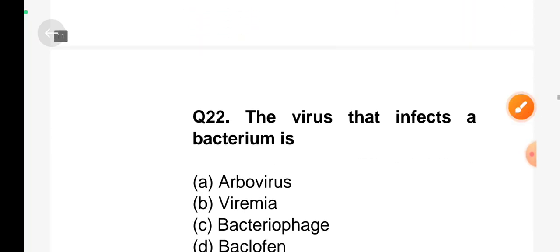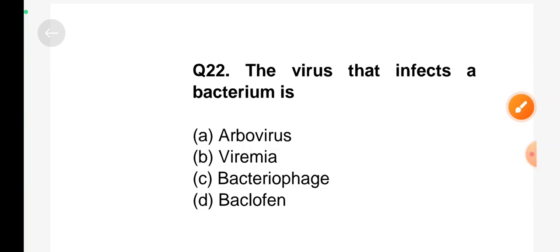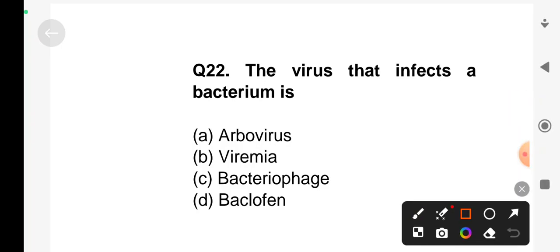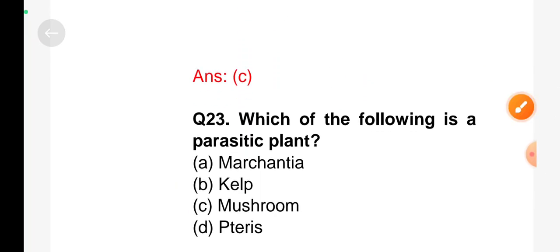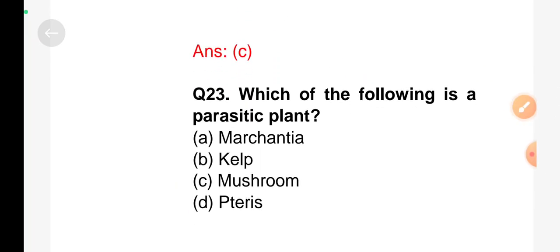Next question. The virus that infects a bacterium is option A, arbovirus, option B, variola, option C, bacteriophage, option D, baclofen. Right answer is option C, bacteriophage. Next question. Which of the following is a parasitic plant? Option A, Marchantia, option B, kelp, option C, mushroom, option D, Pteris. Right answer is option C, mushroom.